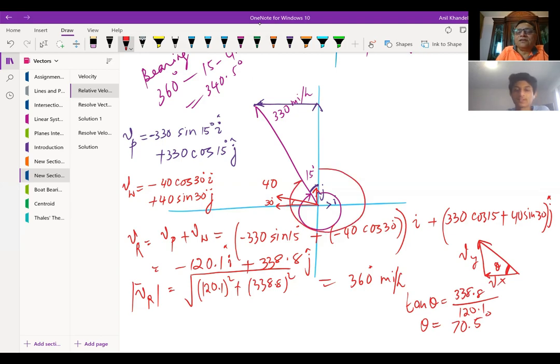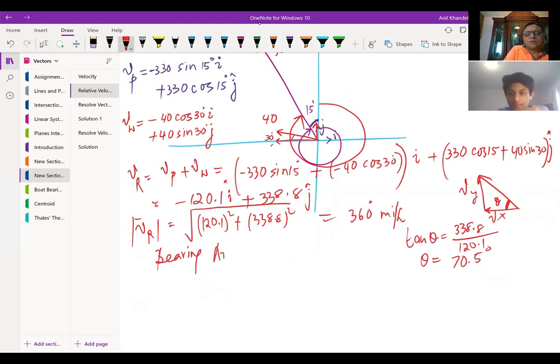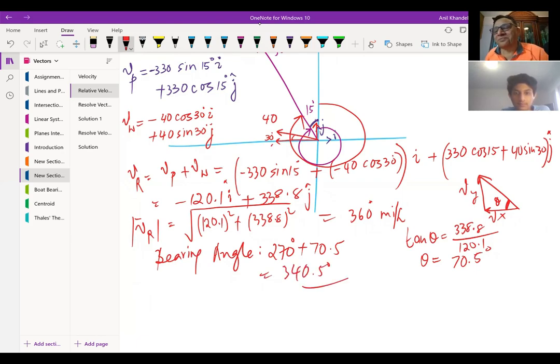And the angle which will be reported will be this angle, right? You add 270 to this. So the bearing angle will be 270 plus 70.5 in this case. Is that clear to you? Yes, sir.